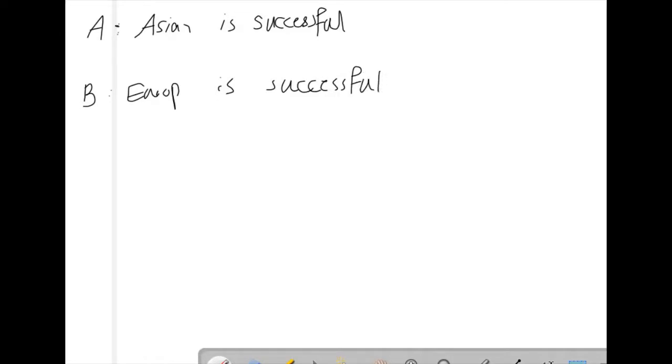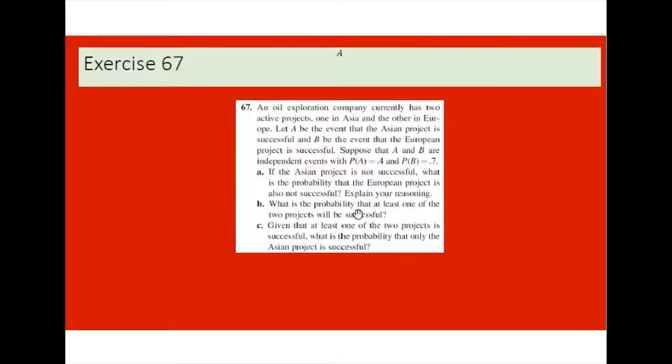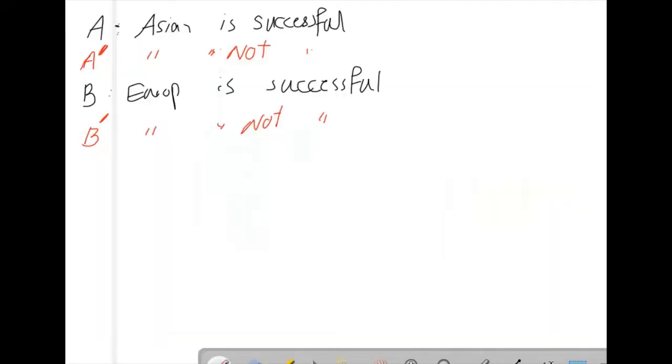So A prime means Asian is not successful, and B prime is the European one is not successful. Now, if the Asian is not successful, what is the probability that European is not successful?